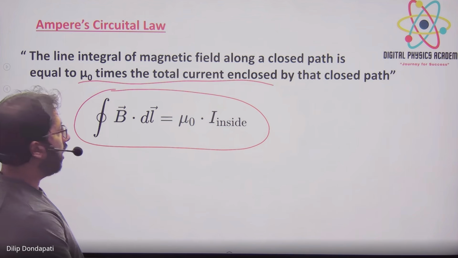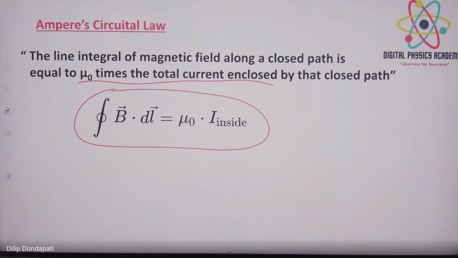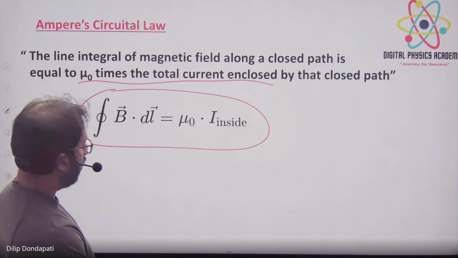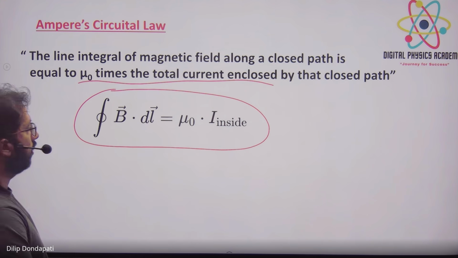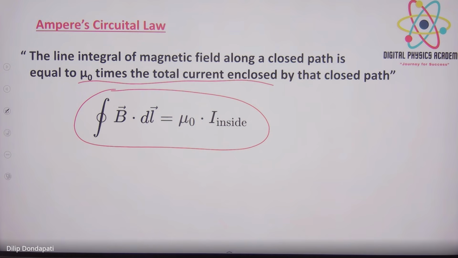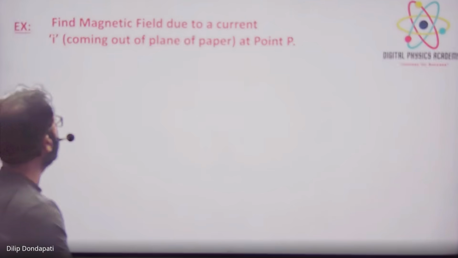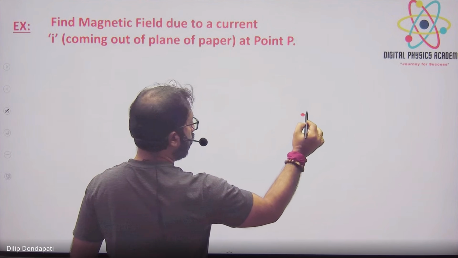We'll take an example. Find the magnetic field due to current I coming out of the paper at a point P. Suppose there is a current carrying coil. It's coming outwards.